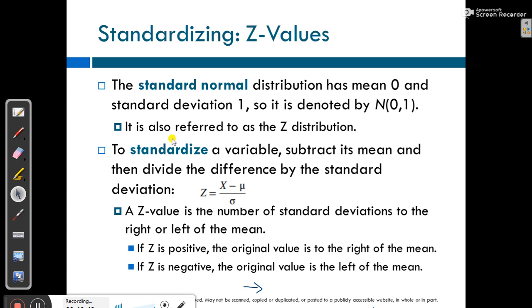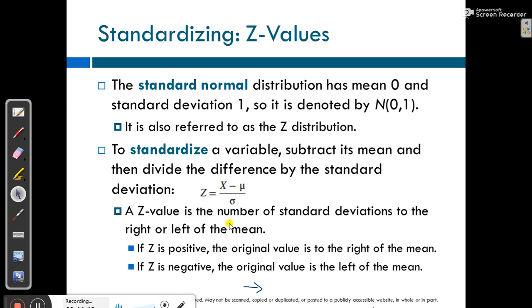To standardize a variable, we need to subtract its mean and divide the difference by the standard deviation. Then the value we get is a standardized variable, and if we plot those values of that variable, we will get a z distribution.